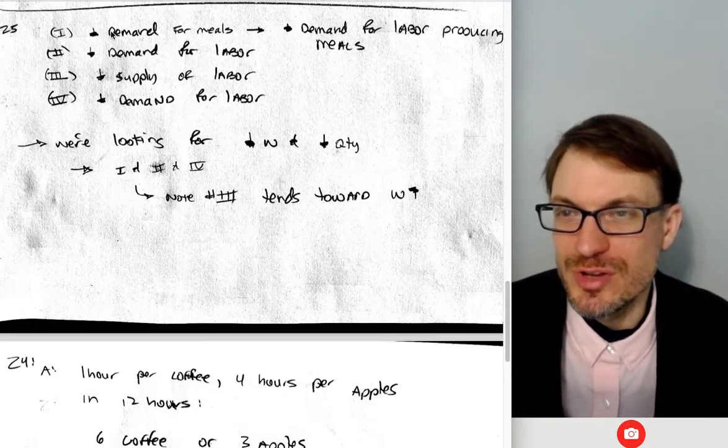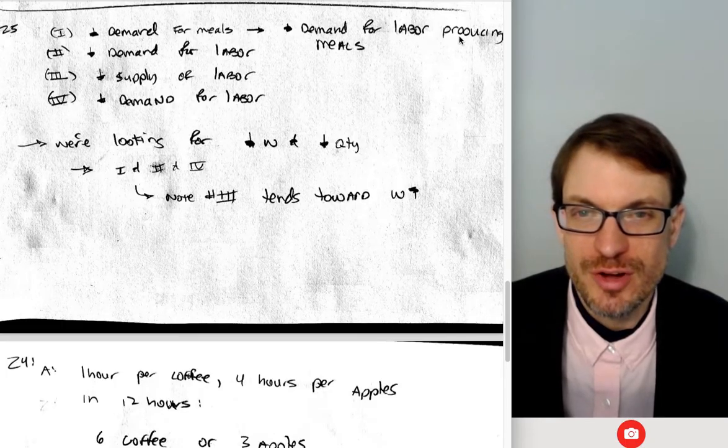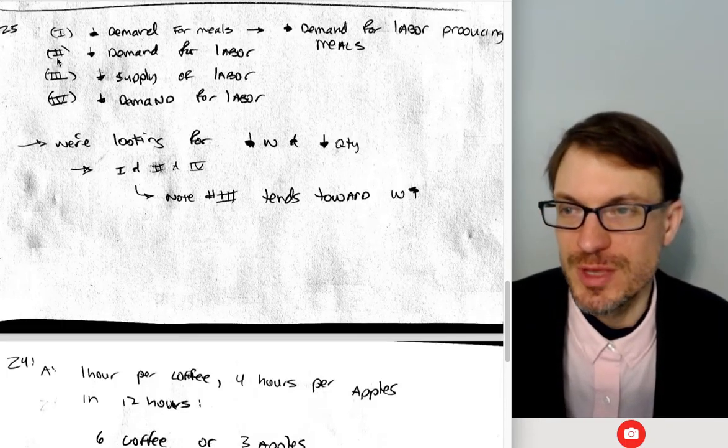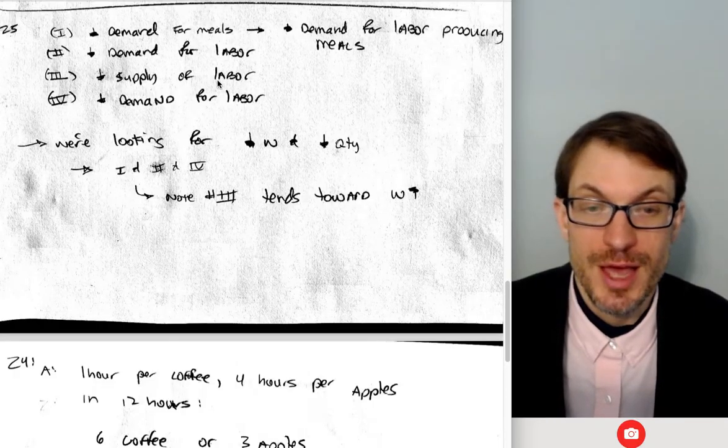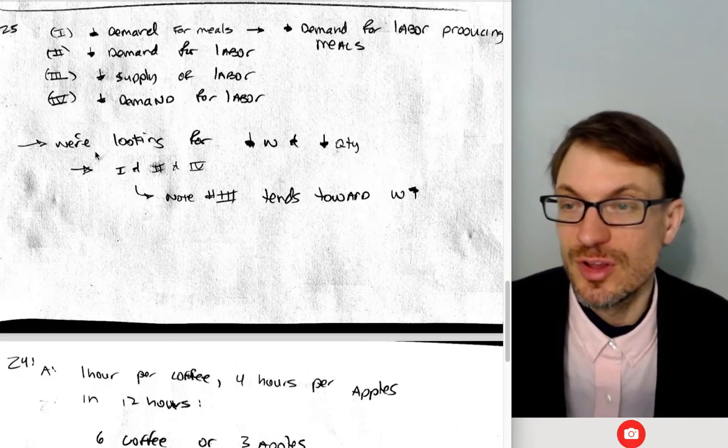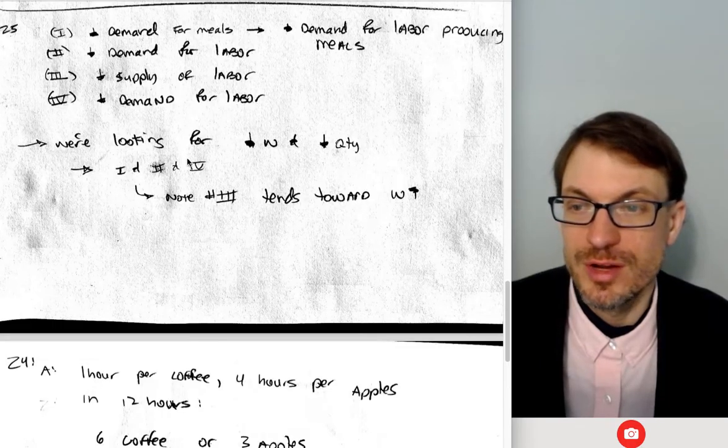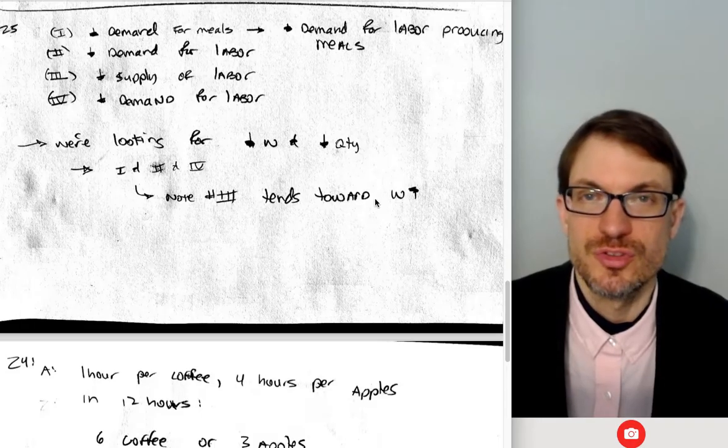All right, so we'd have a reduction in demand for meals causes a reduction in labor for producing those meals. Reduction in demand for labor from number 2. This is a reduction in supply of labor that leads to an increase in wage. We're looking for wage to fall and quantity to fall, so it's going to be these. What's the problem with number 3? That tends towards a higher wage.